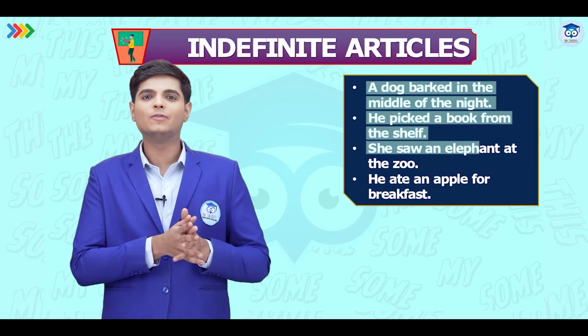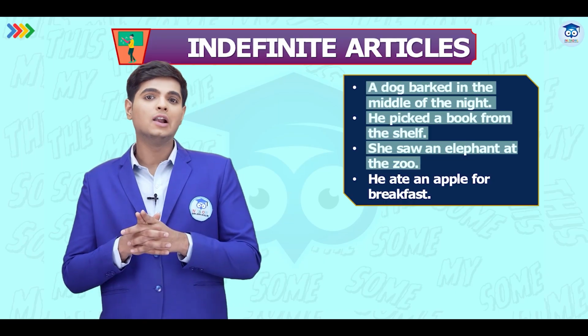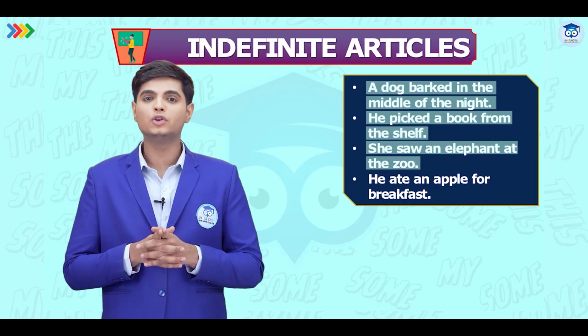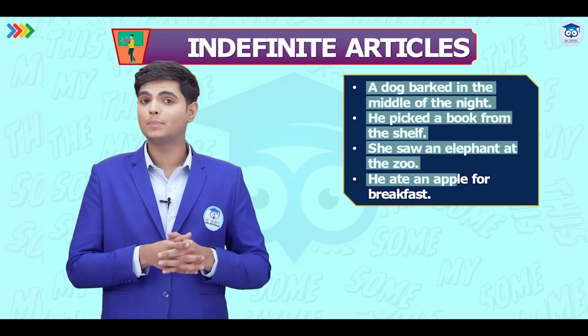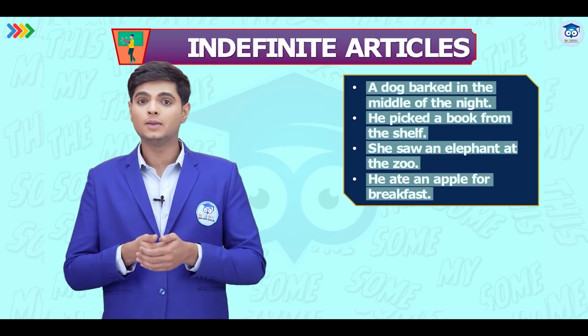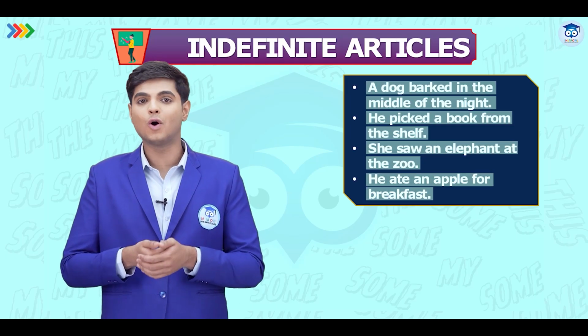She saw an elephant at the zoo. Elephant starts with a vowel sound, so we use an. He ate an apple for breakfast. Same rule, the word apple begins with a vowel sound.